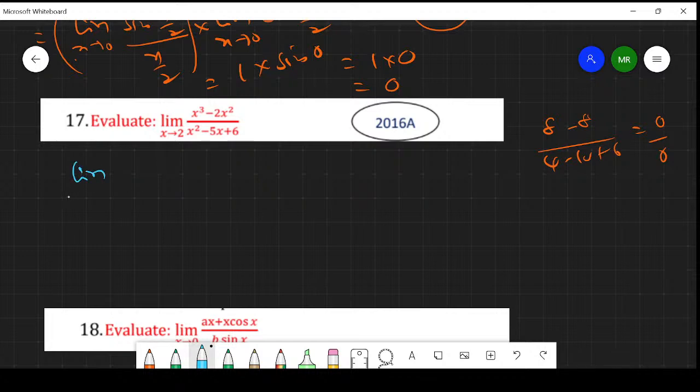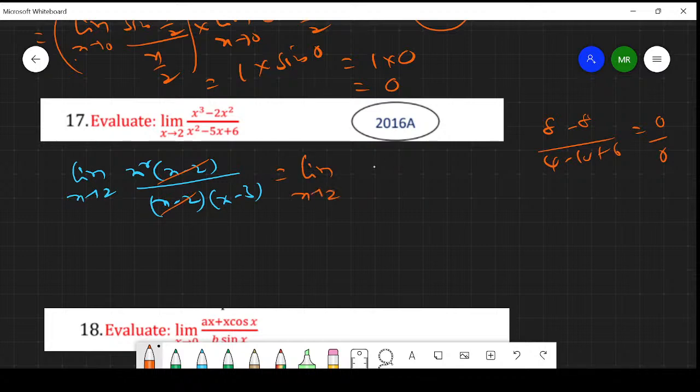Limit x tends to 2. I can take x square common in the numerator, so it will be x square into x minus 2, by the denominator x minus 2 into x minus 3. Whenever x approaches 2, x minus 2 should be the common factor. Then I can eliminate x minus 2. The remaining you can write as x square by x minus 3.